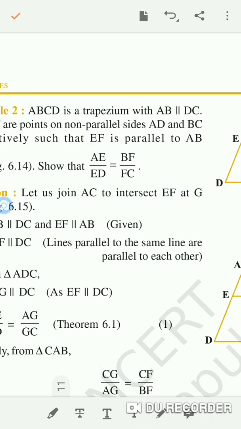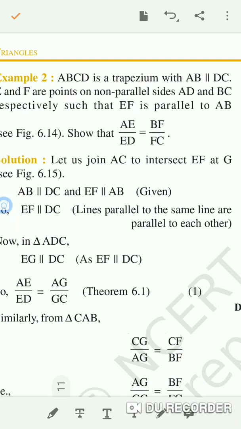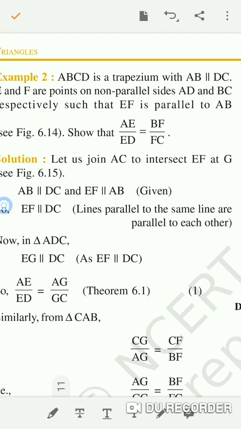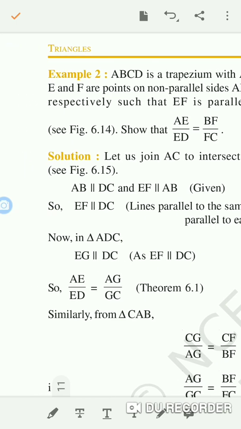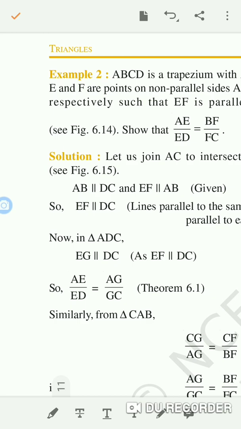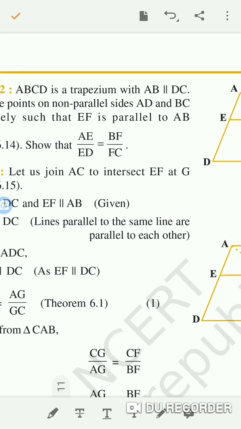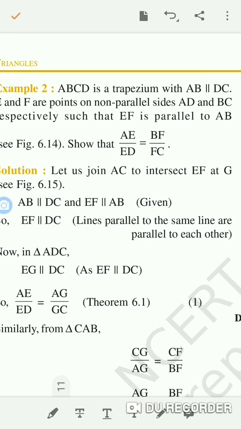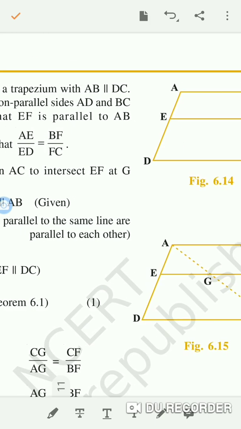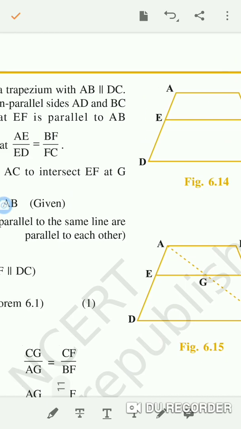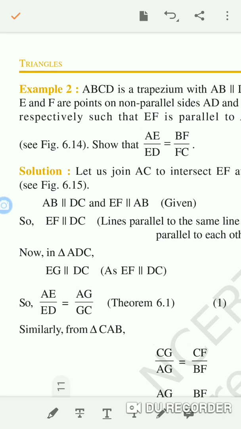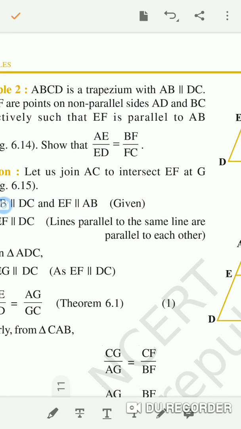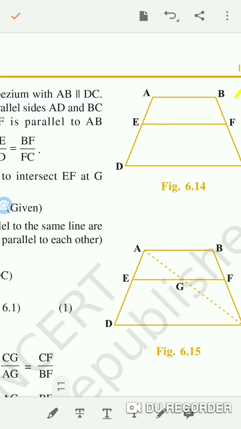So see here, what is given in the example form. ABCD is a trapezium with AB parallel to DC. E and F are points on non-parallel sides AD and BC respectively, such that EF is parallel to AB. EF is parallel to AB, and based on that, what we have to prove? AE upon ED is equal to BF upon FC.